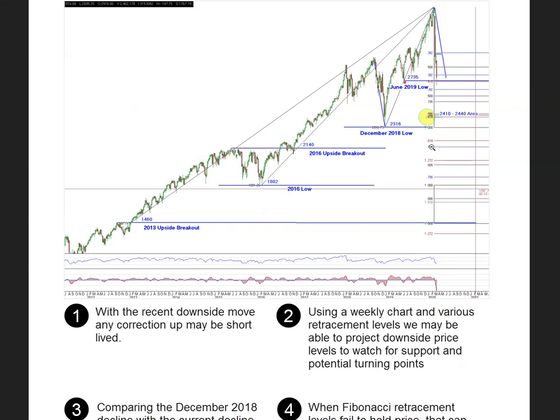So again, I don't think anybody knows exactly what price level the market will go to, but you can certainly do some analysis of where it may be going and then follow the price action with that. So that's it for this update.